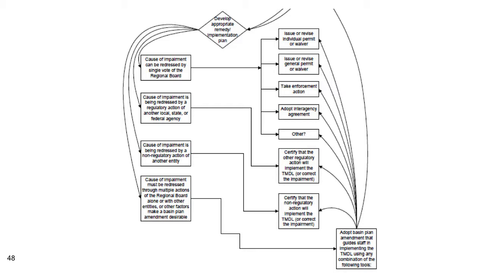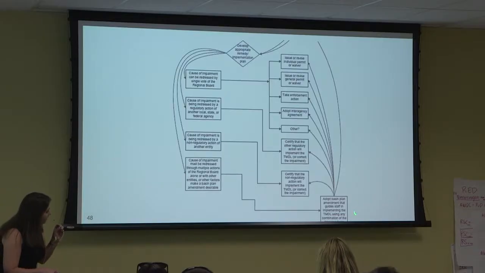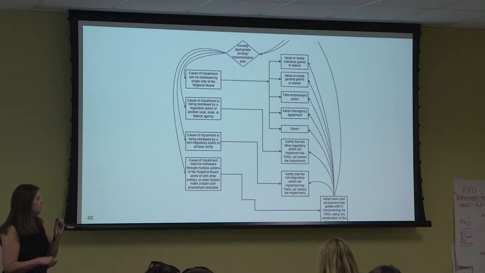And so that's why we do the rulemaking that I think we're all somewhat familiar with, in the form of a basin plan amendment or an amendment to a statewide water quality control plan. And that's what that says. So you adopt an amendment that guides staff in implementing the TMDLs.